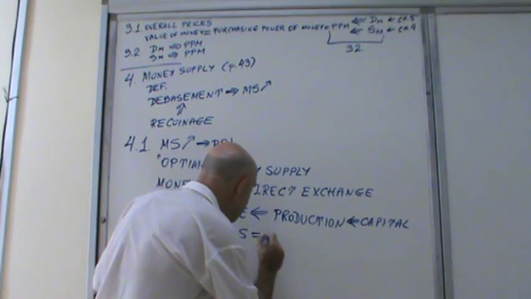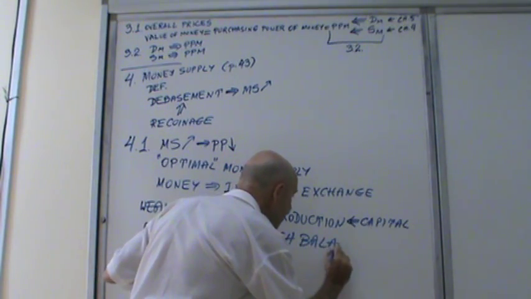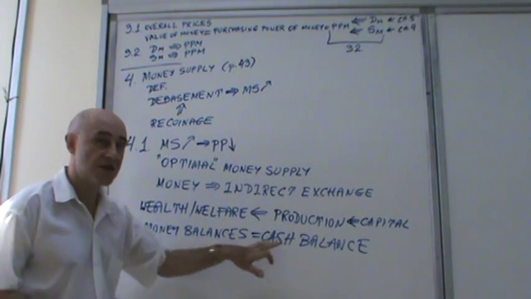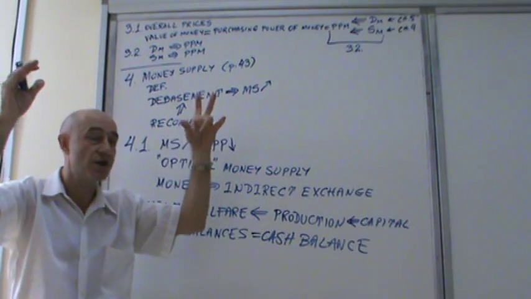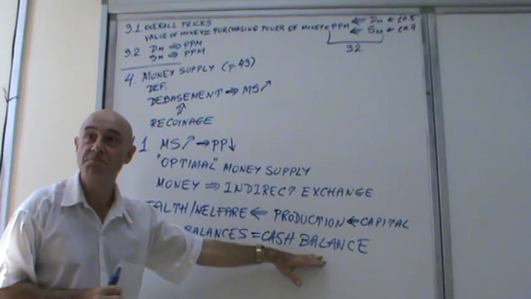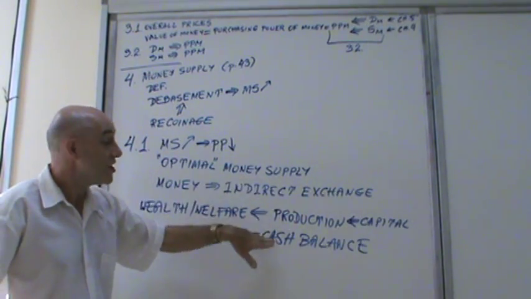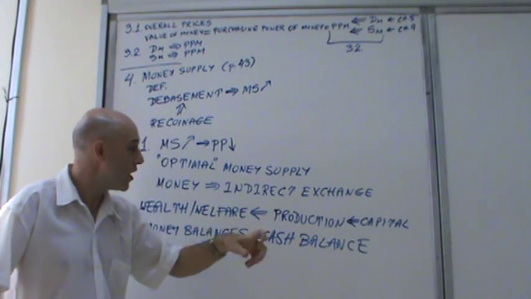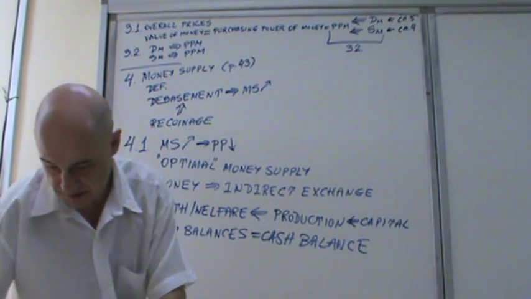So that's the next simple thing to understand, cash balance. Money balance, the same as cash balance, is what people have. Money doesn't flow in the economy, it doesn't circulate. Money stays only in cash balance. The money supply equals the total of cash balances, equals the total of everyone's cash balances.